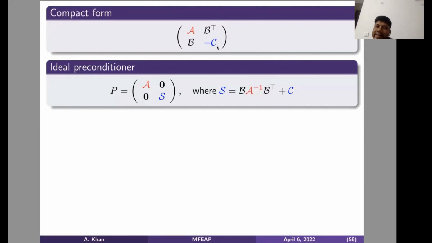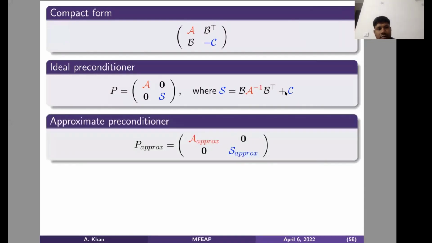So the ideal preconditioner is this P, with A and S, where S is the Schur complement corresponding to this saddle point problem. But it is not a practical one. We cannot compute this, the computational cost is very large. We can't compute it, because here you will see that we need to also find the inverse, and this will be a dense matrix.